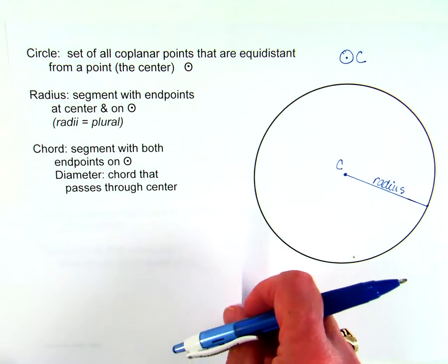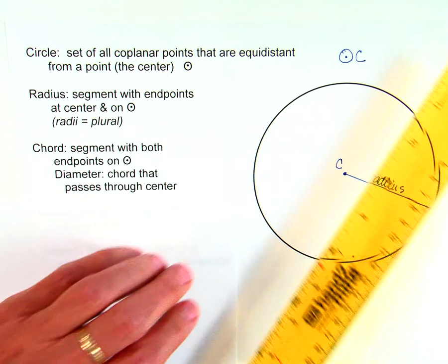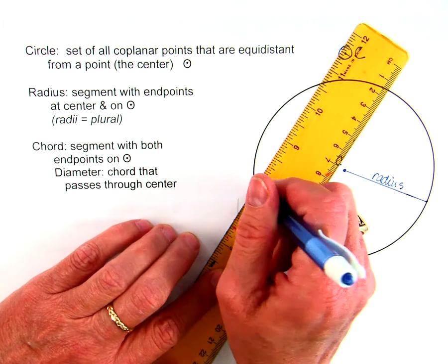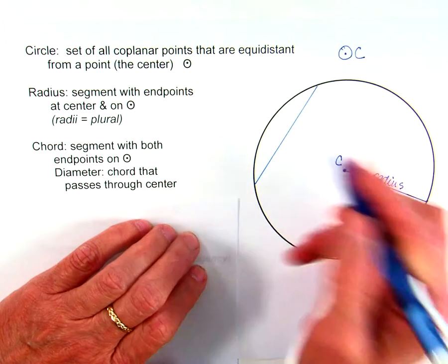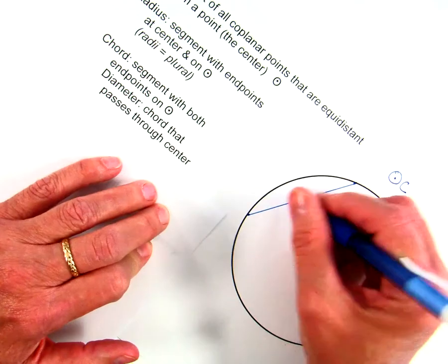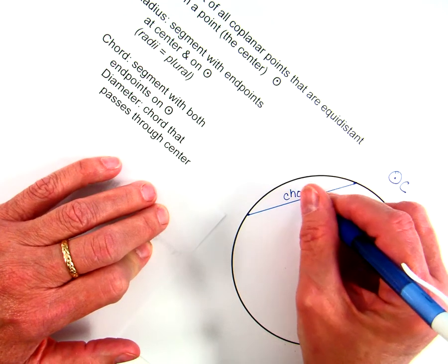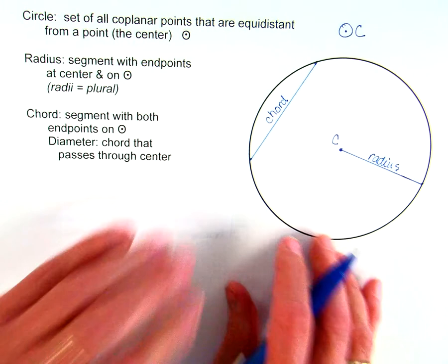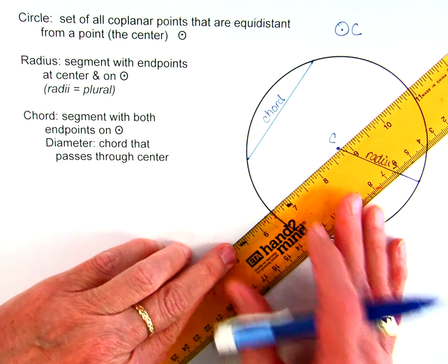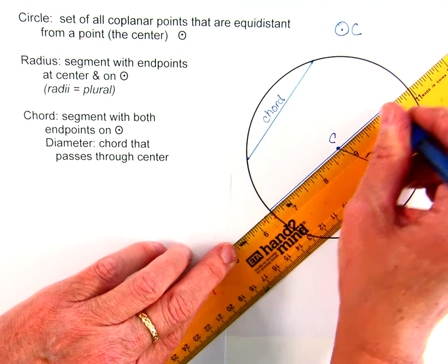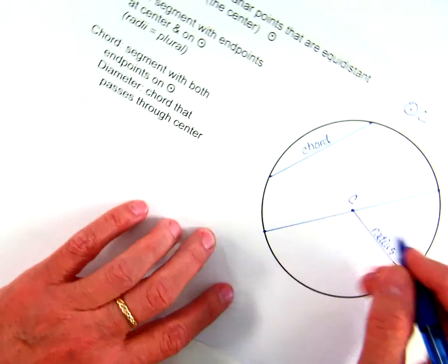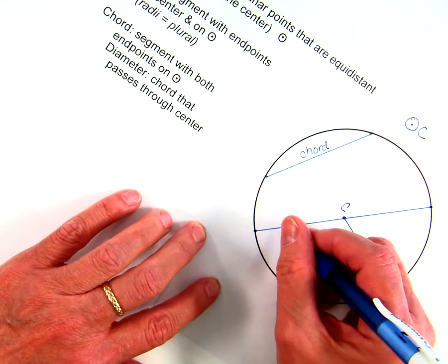Another term is the chord. A chord is a segment with both endpoints on the circle. So it would look like this. This is a chord. And of course, a diameter is also a chord. It has both endpoints on the circle, but it has the other special characteristic that it passes through the center. So a diameter is a special chord in that it passes through the center.